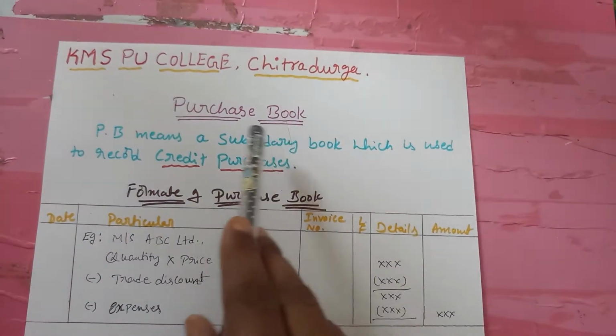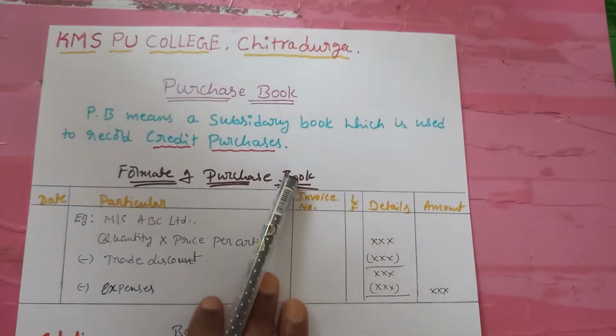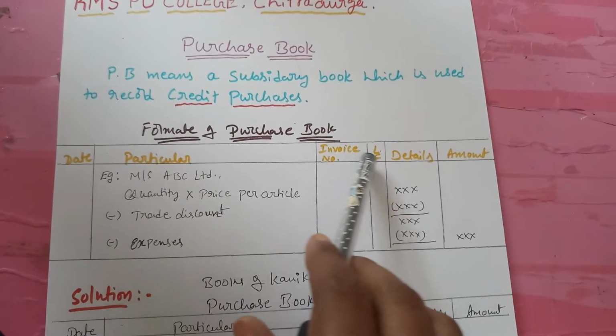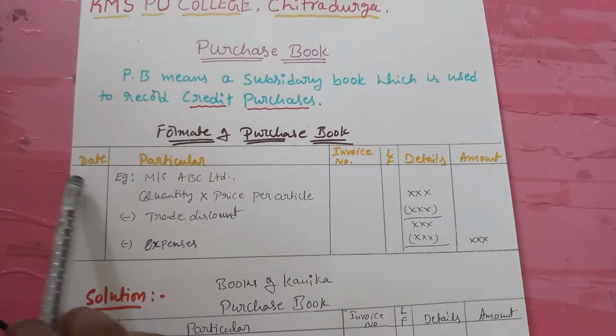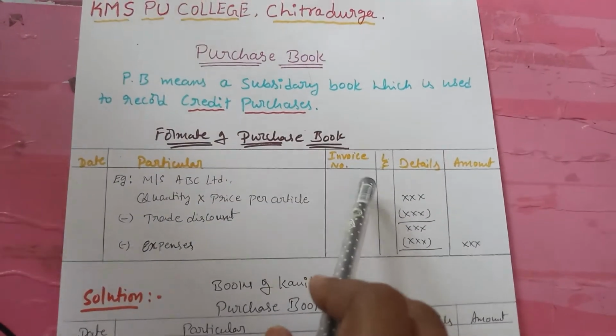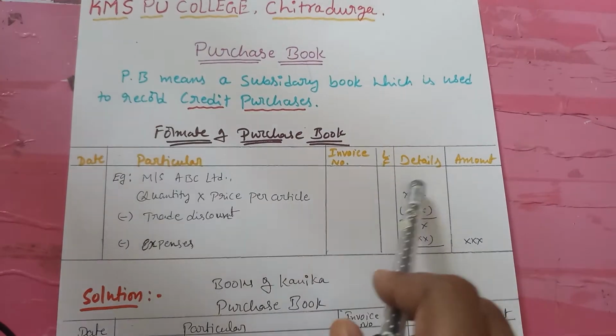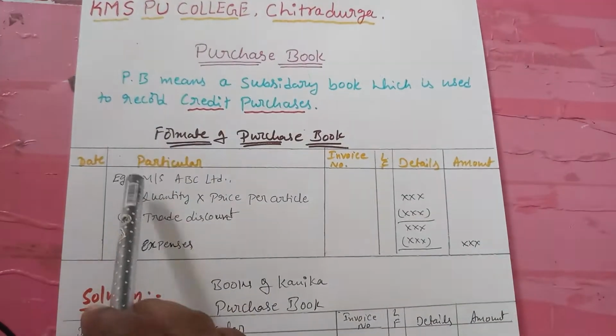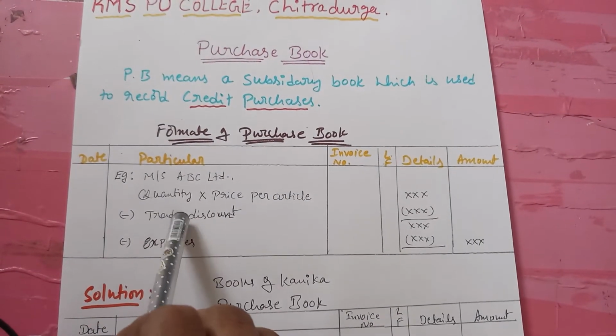So let's discuss the format of the purchase book. This is the format I am showing you. This is the date column, this is the particulars column, this is the invoice number, this is the ledger folio, this is the details, and this is the amount. I'll give one example here in this format.